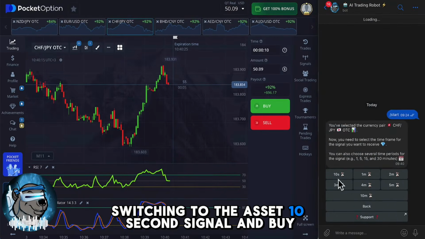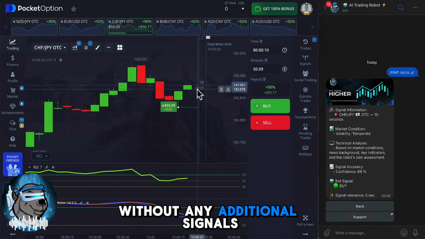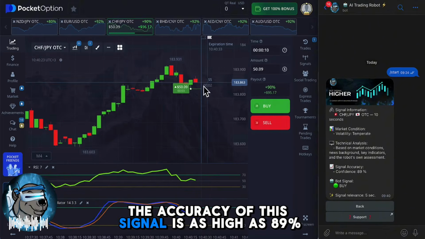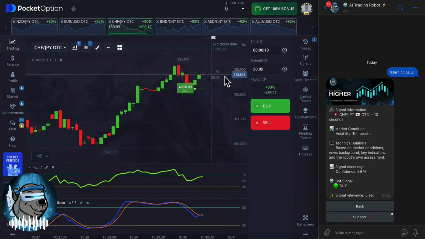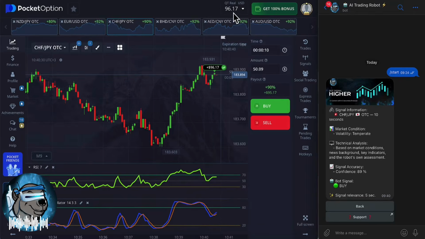Switching to the asset, 10-second signal and buy. I immediately open a buy trade without any additional signals. The accuracy of this signal is as high as 89%. If I win, my capital will already be $96.17.